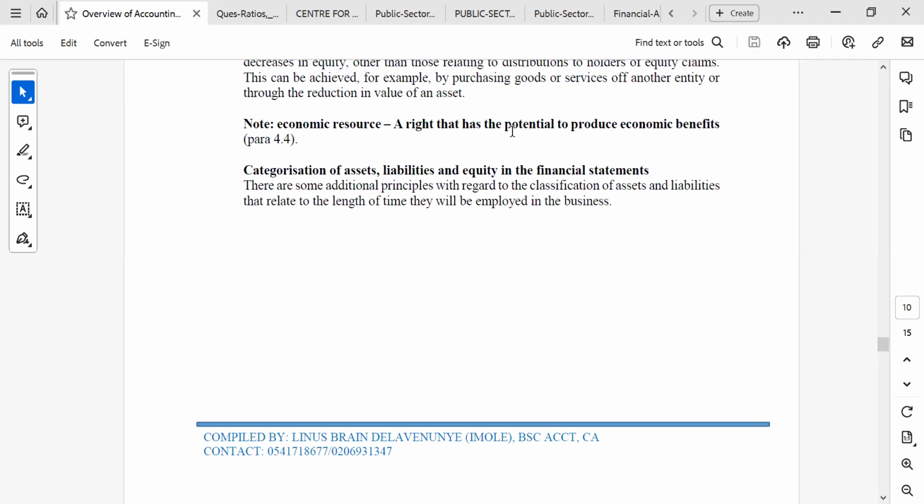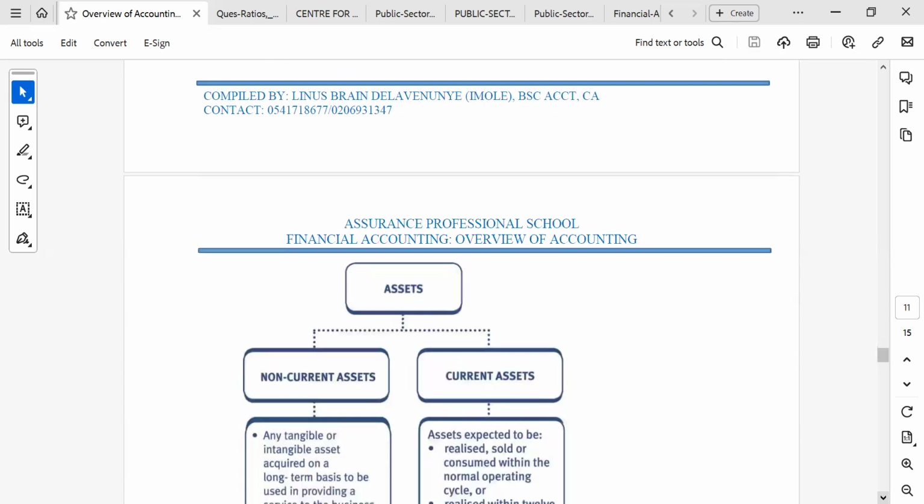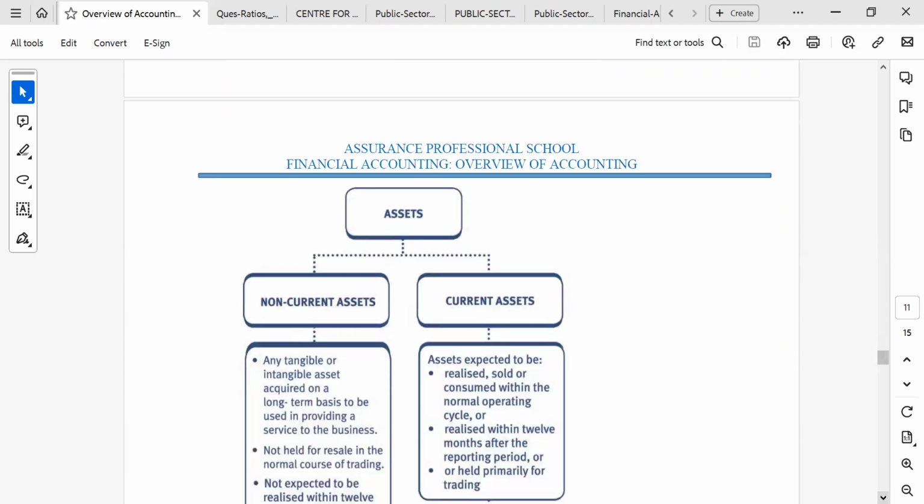You can have a motorbike that will be there for you for more than 5 years. You can still have a motorbike that you can sell within a year. They are all assets, but their duration is different. So we have so many categorizations of assets. We are going to be looking at them one by one. If you talk about assets, we have the non-current assets and current assets. If you talk about non-current assets, we are talking about those assets that will be used in the company for at least 5 years, or for more than a year.